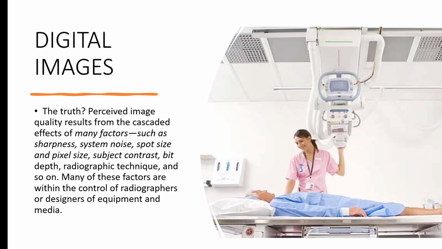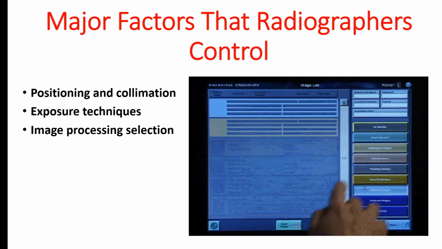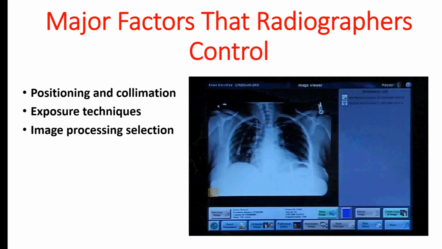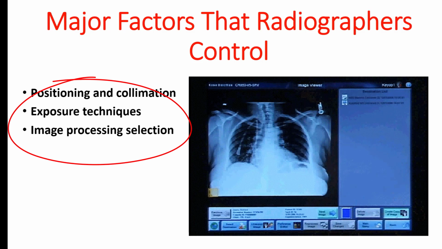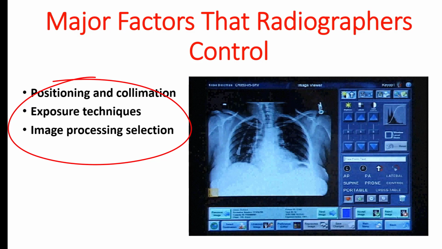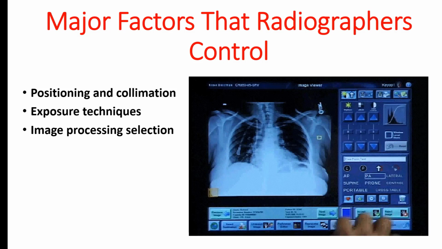Many of these factors are within the control of the radiographers and the designers of the equipment and media. You need to understand how your modality works and what each modality can do. It looks pretty easy, right? You just slap them up there and push a button and it's automatically controlled. Well, that's what people think, but it's actually much more complex, isn't it? The major factors that radiographers control are positioning and collimation, exposure techniques, and image processing and selection.